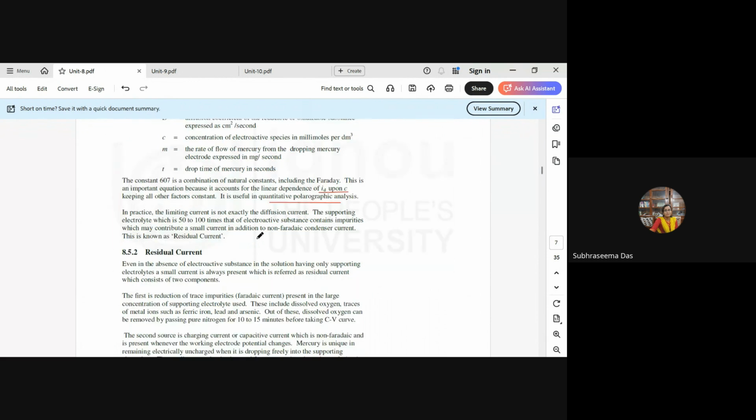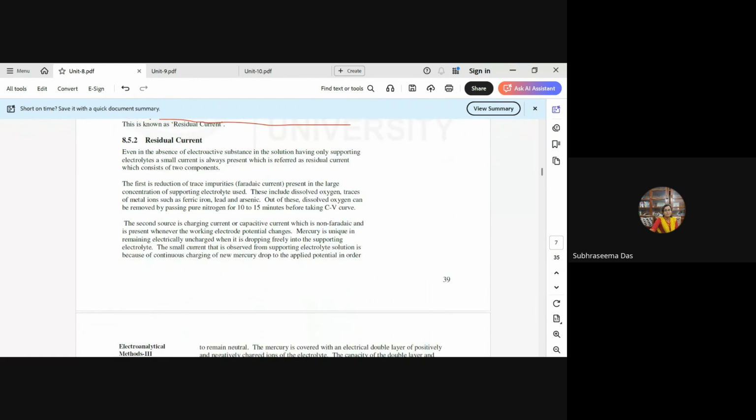Now in practice, the limiting current is not exactly the diffusion current. The supporting electrolyte, which is 50 to 100 times that of the electroactive substance, contains impurities which may contribute a small current in addition to the non-Faradaic condenser current, which is called the residual current. So let us define what this residual current is. Even in the absence of an electroactive substance, a small amount of current is always present in the solution. This very little amount of current is referred to as the residual current.